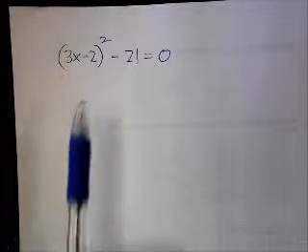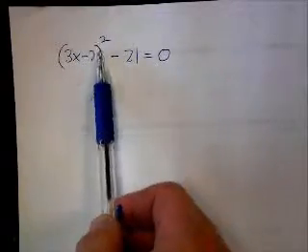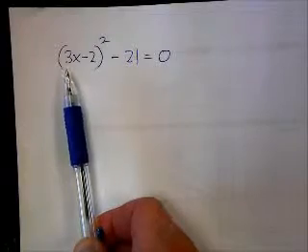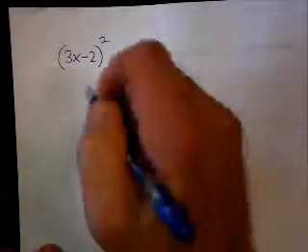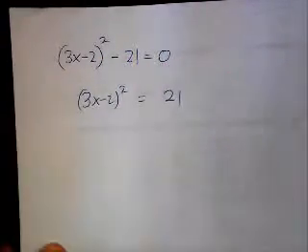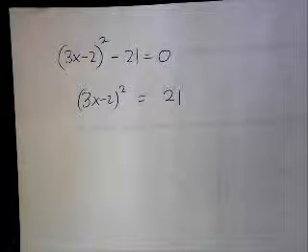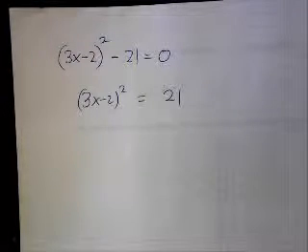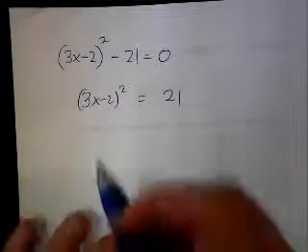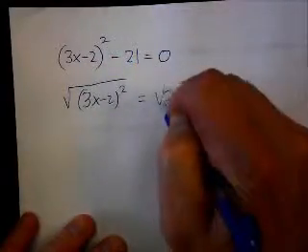What you want to notice is that you have a parenthesis with a square. So what do you want to do? Get that all by itself. So you want to get the thing with the square all by itself. So we add 21 to both sides. And how does it help to get the thing with the square all by itself? You can square root it and get rid of the square. And that's kind of the goal for these problems. The goal for these problems is to get rid of the square. So we square root on both sides.